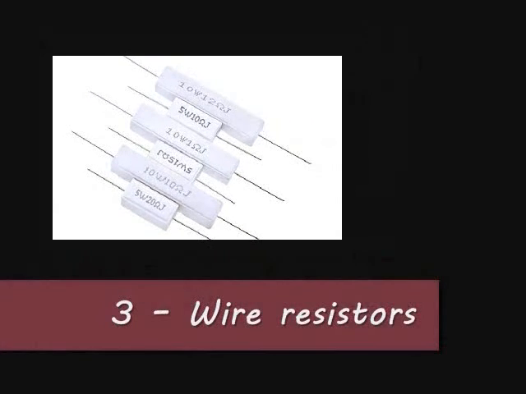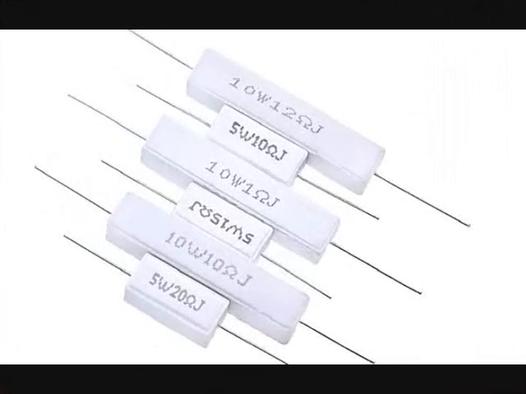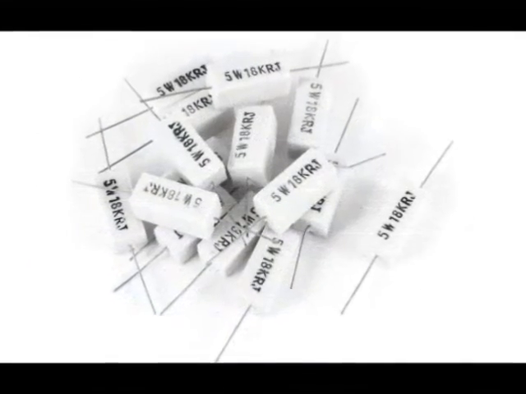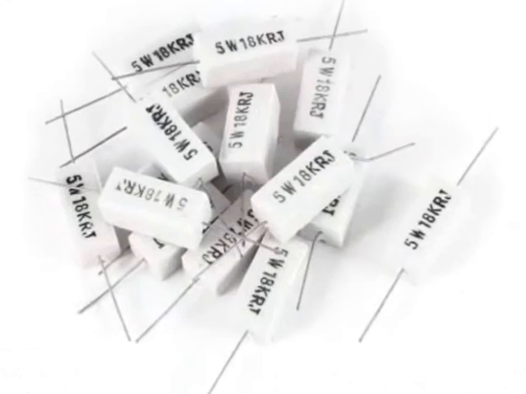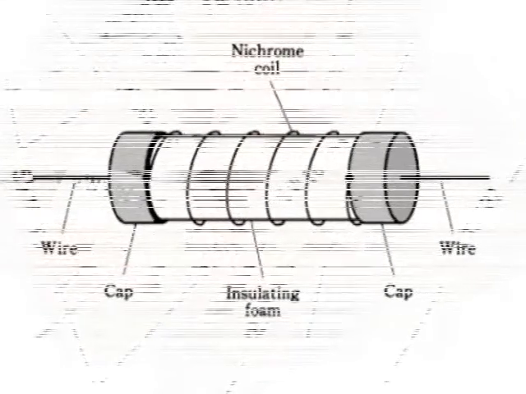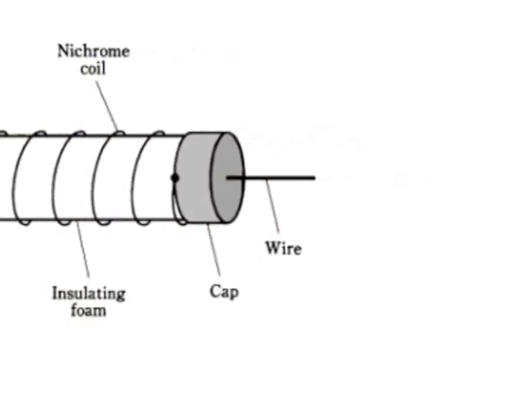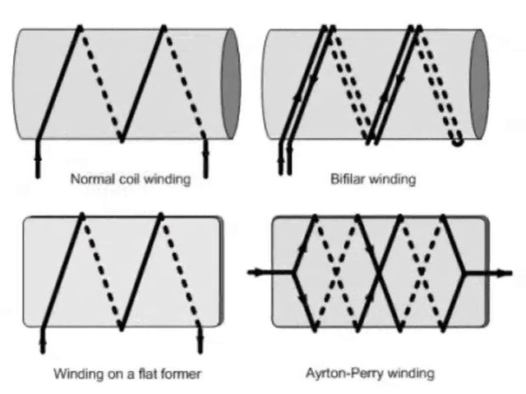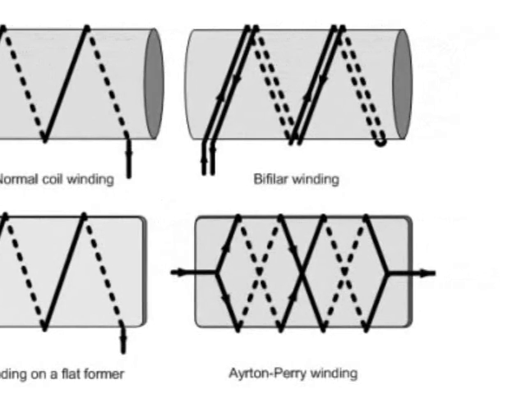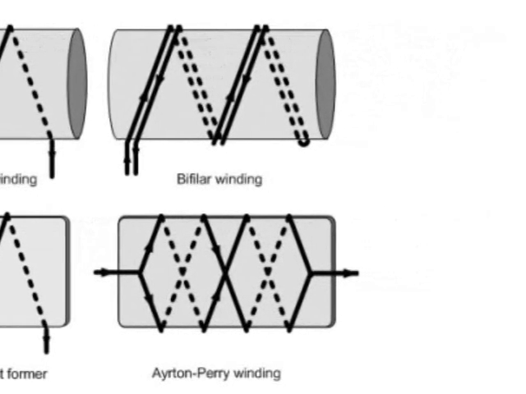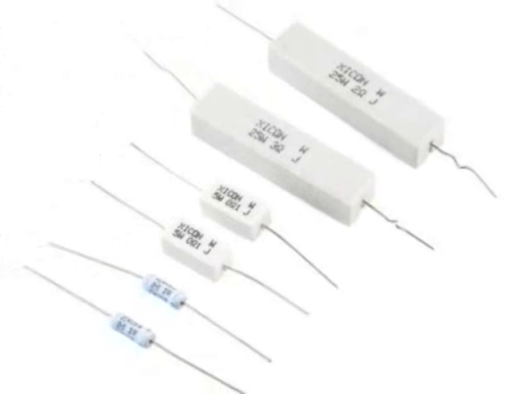Three. Wire resistors. As the name suggests, the electrical resistance of a coil is created by winding long resistance wires around a core, which is usually ceramic or plastic. A coating is usually placed on the wires wrapped around the core so that the wires inside are not damaged.